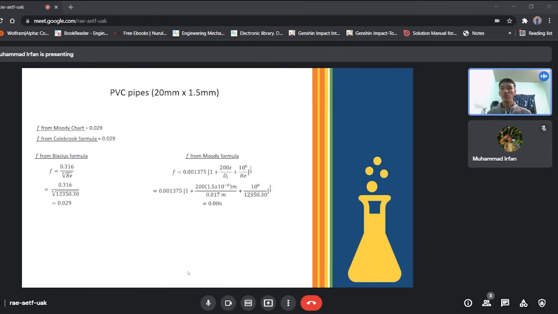The value of F from the Moody chart is 0.029. The value of F from the Colebrook formula is the same, and the value of F from Blasius is also the same. The value of F from the Moody formula is 0.006.